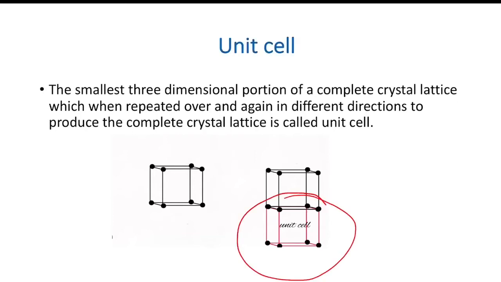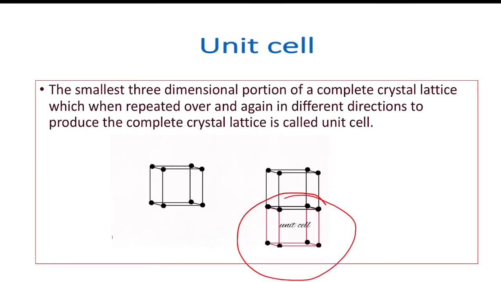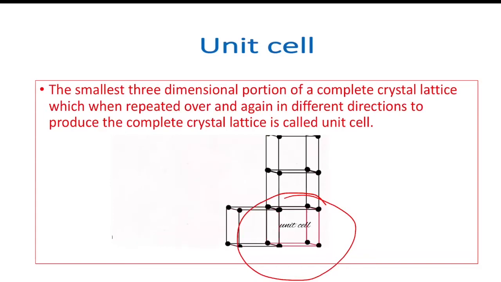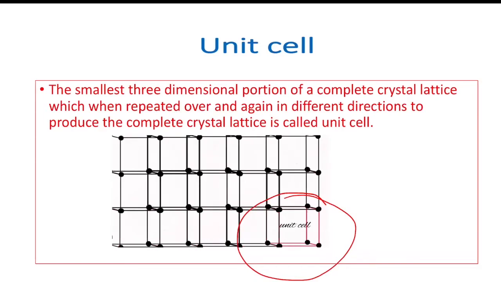What is a unit cell? A unit cell is a three-dimensional portion of a complete crystal lattice which is repeated over and over again. So this small box, which is circled, keeps on repeating itself. If you are able to study the properties of this unit cell, I'm pretty sure you'll be able to study the properties of the entire crystal lattice, or you can say the properties of the entire crystal are easy to study.